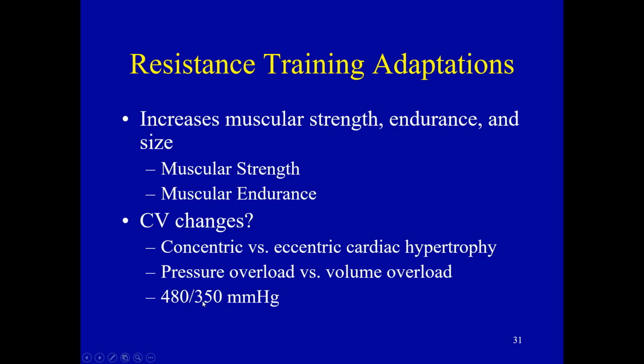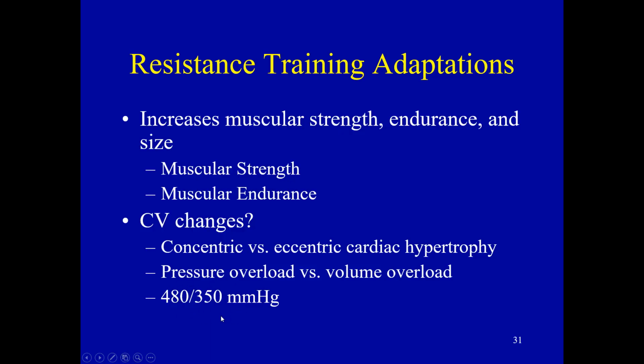So 480 over 350. So assuming that resting blood pressure is normally around 120 over 80, you can see how drastic of a change this is. But in people who are used to doing this, heavy weightlifting, this is considered somewhat normal, and it's not thought to be overly risky, even though these numbers look kind of scary because they're so high.